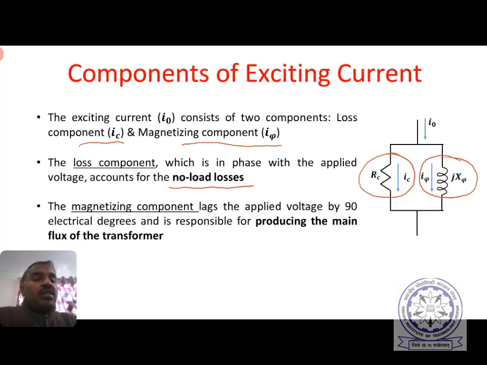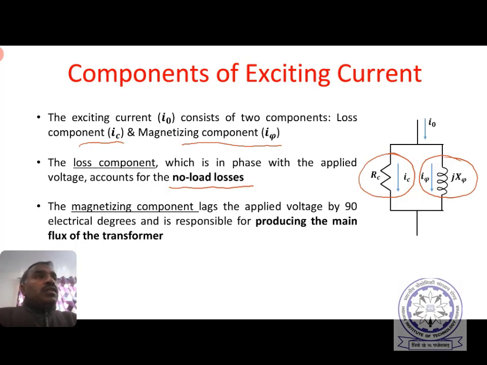So, the transformation, whatever is happening in the transformer, is not happening without any current. It is happening due to this magnetization component. It must be there as long as we need a transformation. Therefore, the magnetization component will continue to flow irrespective of the load.